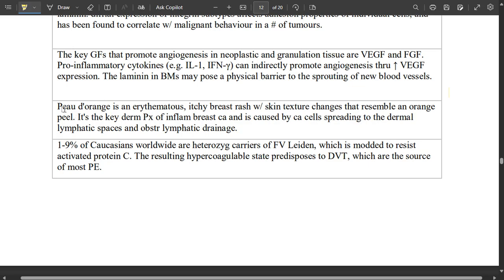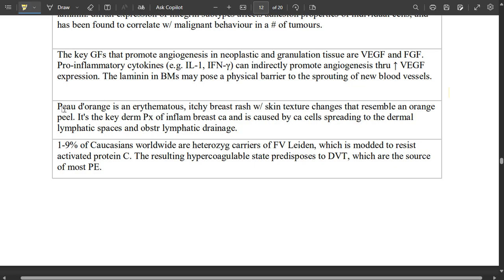Peau d'orange appearance is an erythematous, itchy breast rash with skin texture changes that resemble an orange peel. Just like an orange, there is erythema or redness, including an itchy breast rash. The rash is red, with skin texture changes resembling an orange peel. So it is a key dermatological presentation of inflammatory breast cancer.